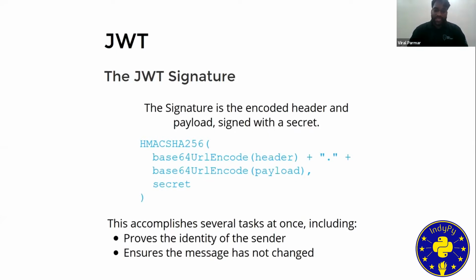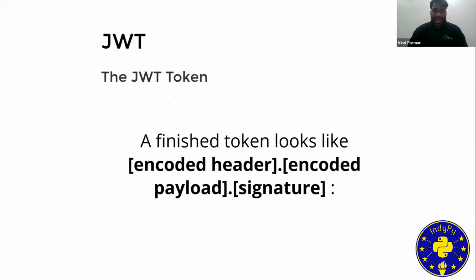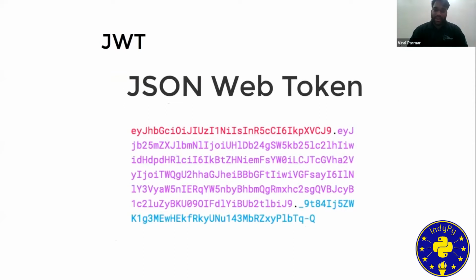So which encompasses several tasks like proves the identity of the sender and ensures the message has not changed. These are the very important part of my JWT, and this is why actually people use JWT. So in the end, it looks like this: encoded header dot encoded payload dot signature. So in here, the dark pink is the header, and the light pink is the payload, and blue code is our signature.